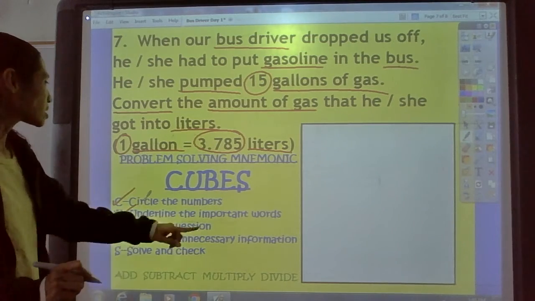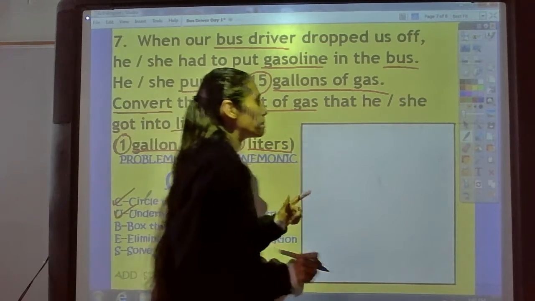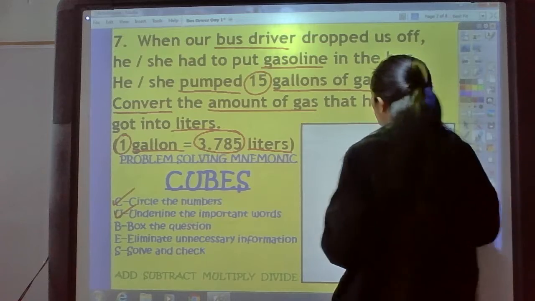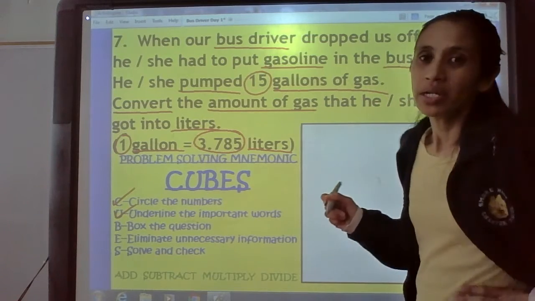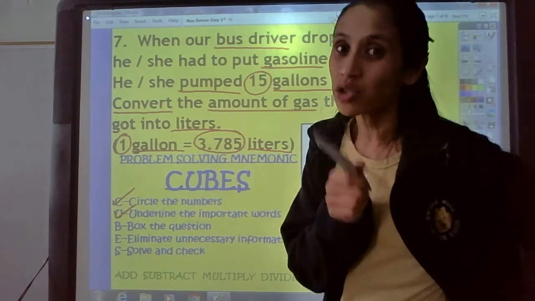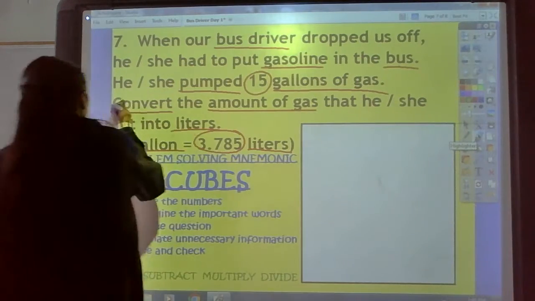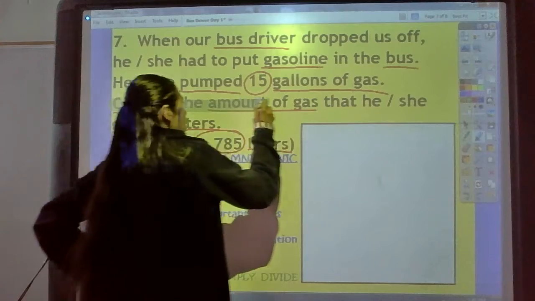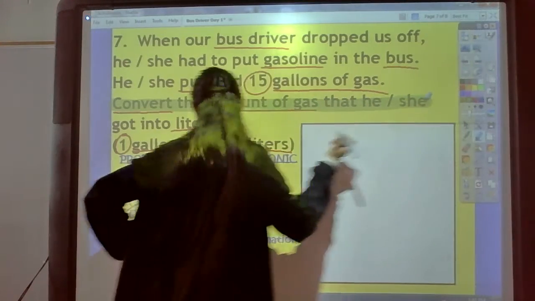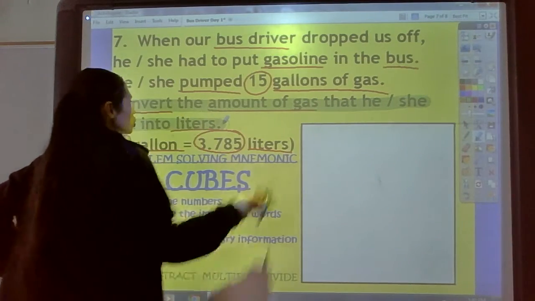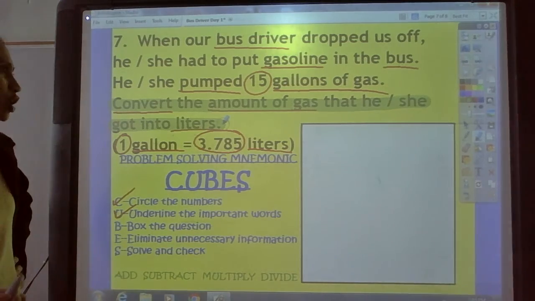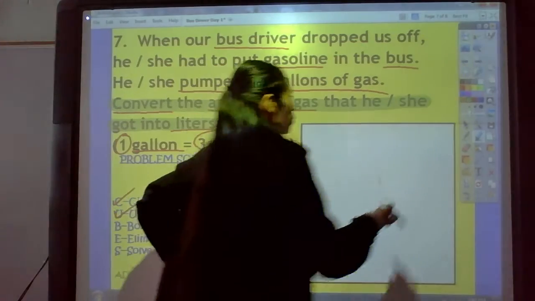B, box the question. Now, I'm going to box it with my highlighter. What's the question? Oh, there's no question. This doesn't have a question, but it tells you what to do. What does it need for you to do? Right here, you have to convert the amount of gas that he or she got into liters. All right, so that was easy. We're done with that.